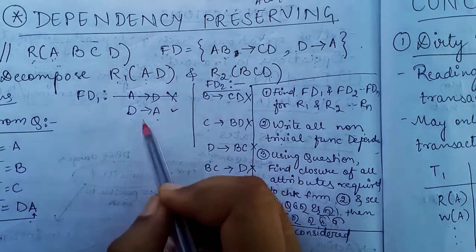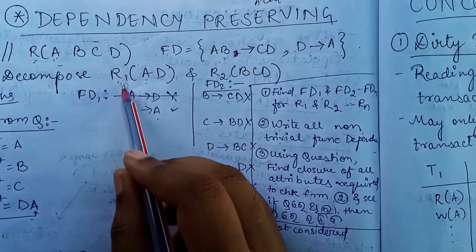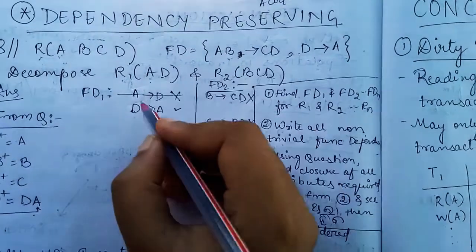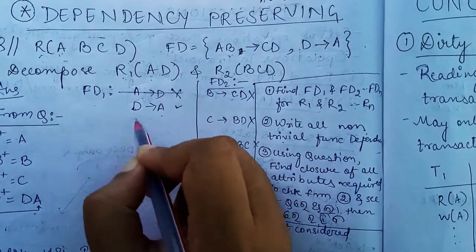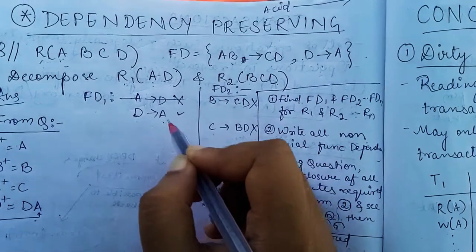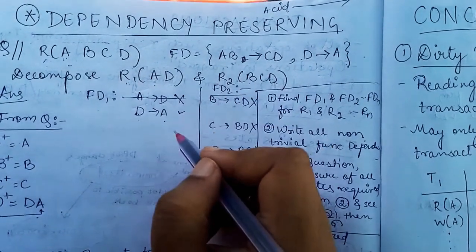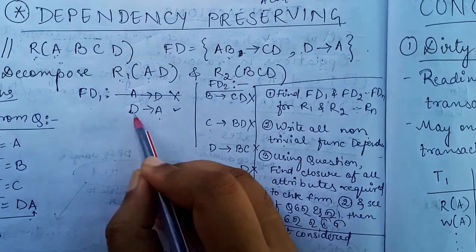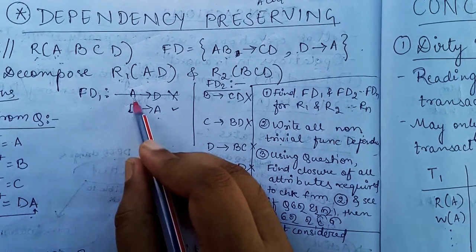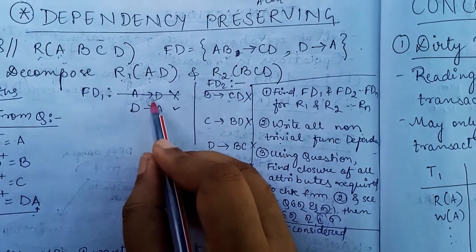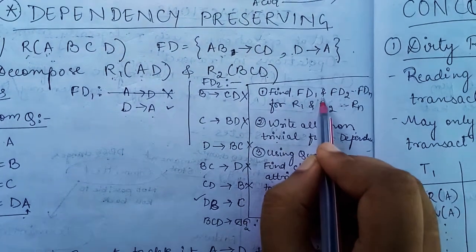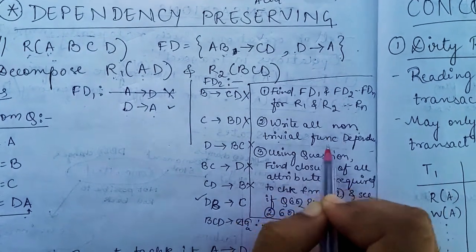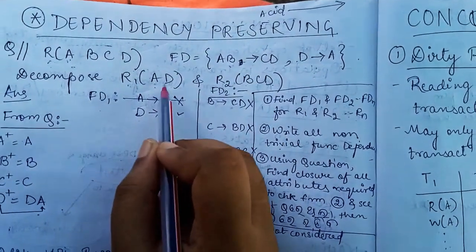Okay, so this is R1, AD. Either A is dependent on D or D is dependent on A. Now we need to check which one already exists in the parent relation. So for A derives D, find FD1 and FD2 for R1 and R2. Write all non-trivial functional dependencies.